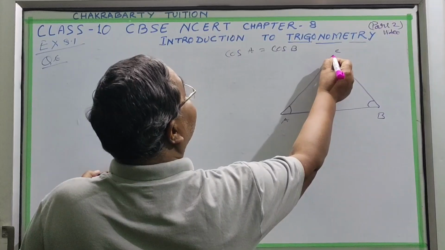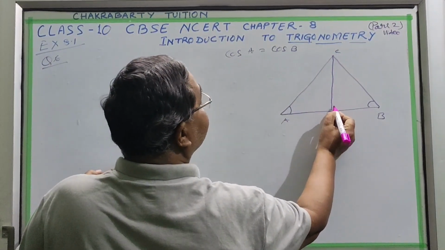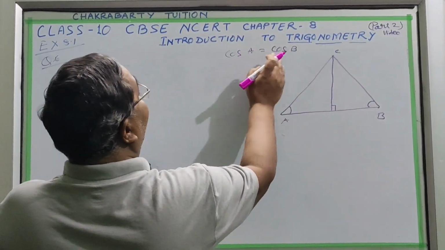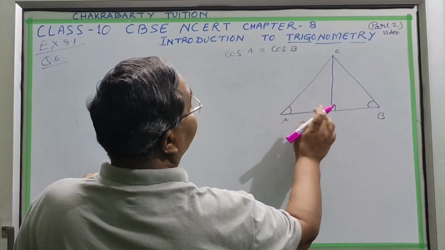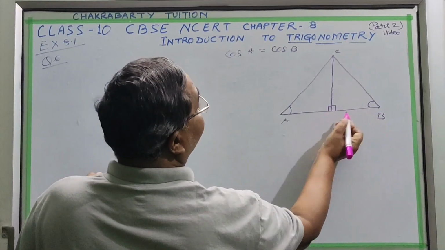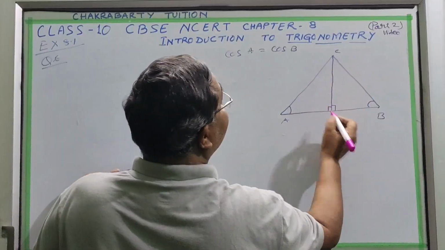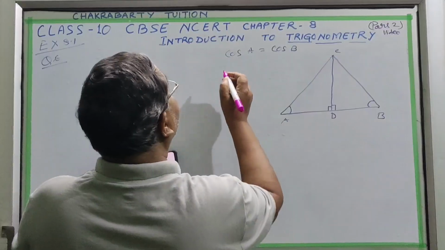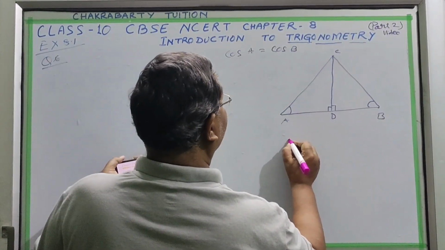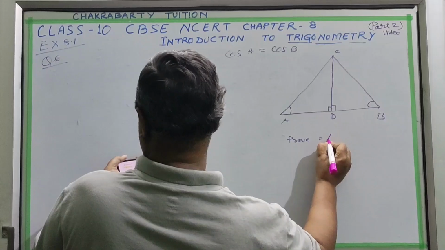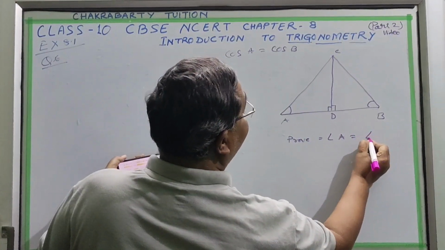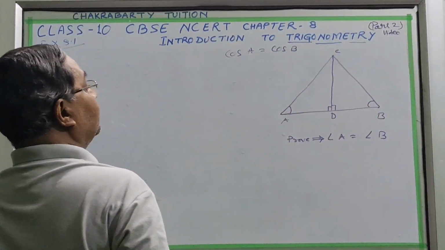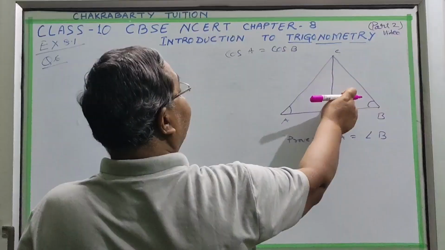We have to make a perpendicular line here and make a 90 degree triangle, so that it becomes a right angle triangle, and we can find out cos A and also cos B. So we have made a perpendicular CD. This we have drawn to find out cos A and cos B. And what you have to prove is that angle A is equal to angle B. Prove angle A is equal to angle B. This you have to prove.